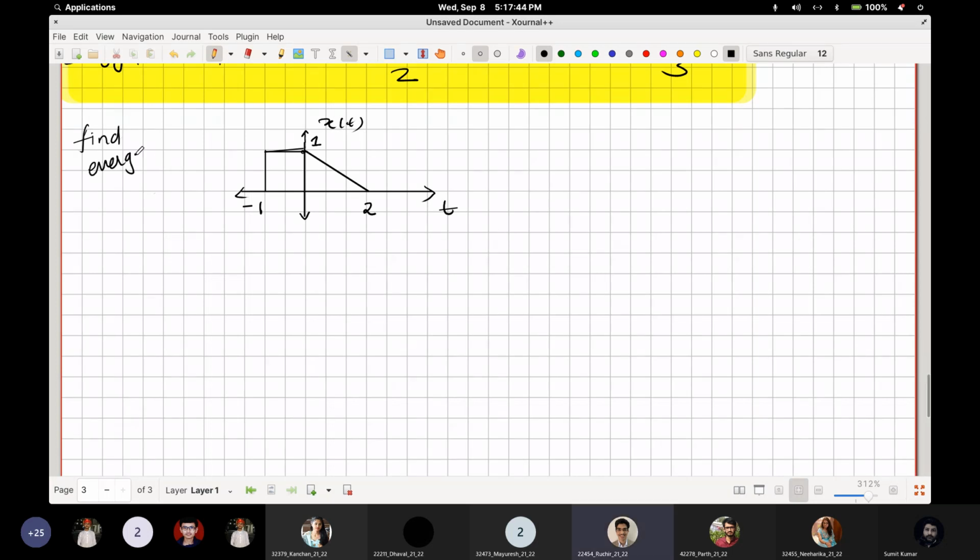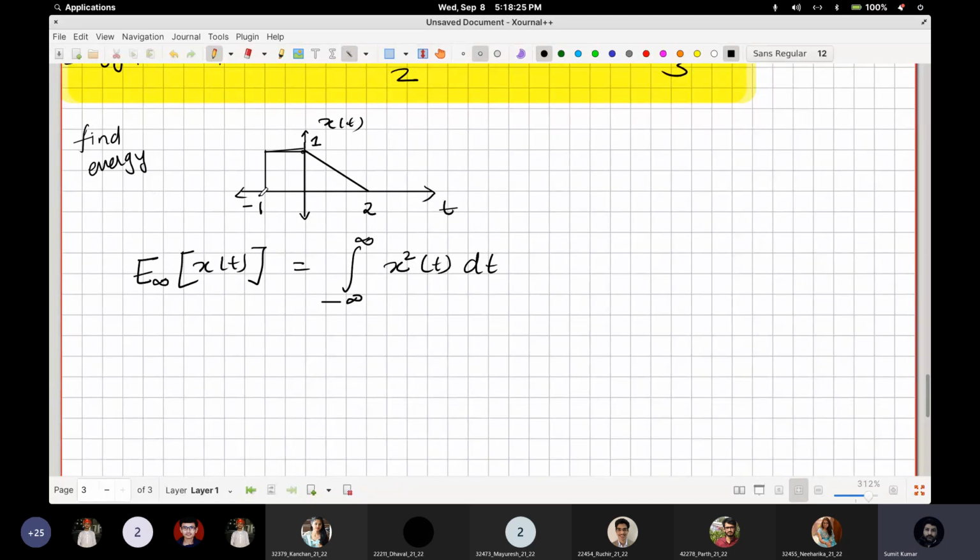So 3/2. It's going to be 3/2. Does everybody agree? So to find out the energy of this x of t, let's see, I'm computing it now. From the definition, it should be minus infinity to infinity, isn't it? And then mod of x of t, but since it's a real signal, I don't really have to take mod. I can directly write x squared of t dt, right?